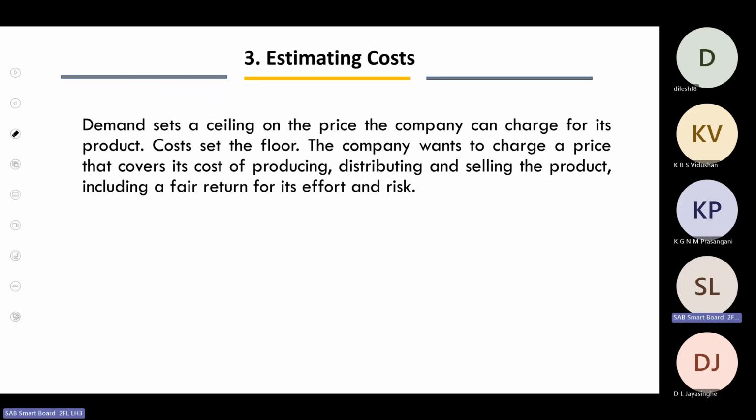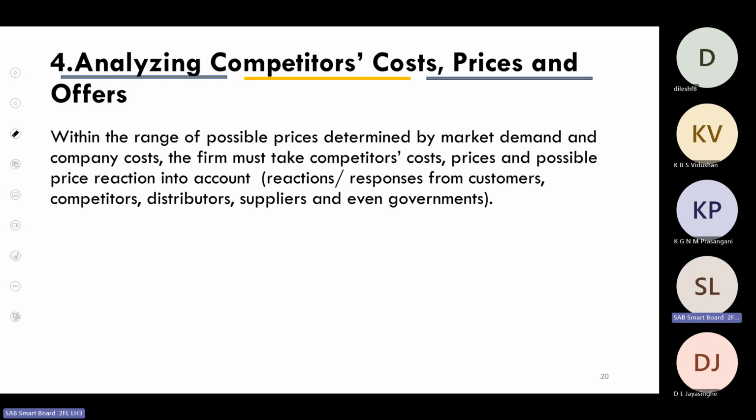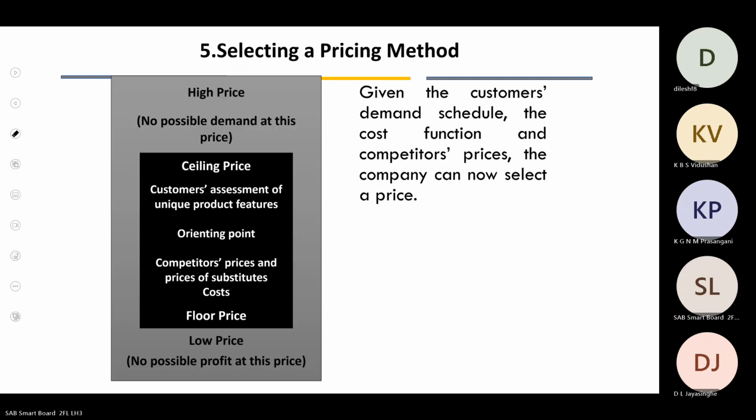So the company wants to charge a price that covers the cost of producing, distributing, and selling the product, including a fair return for its effort and risk. Then competitors' costs and prices, which we have discussed, within the range of possible prices determined by market demand and company cost. The firm must take competitors' costs, prices, and possible price reactions into account, right? Then pricing methods. This is going to be the important part of this session, the pricing method.